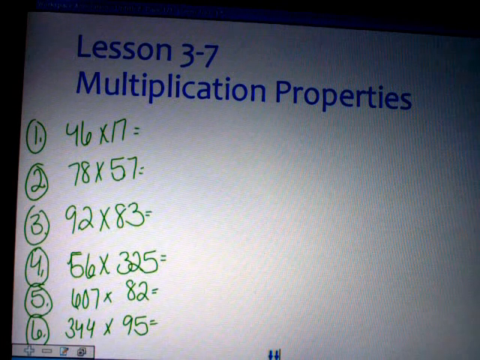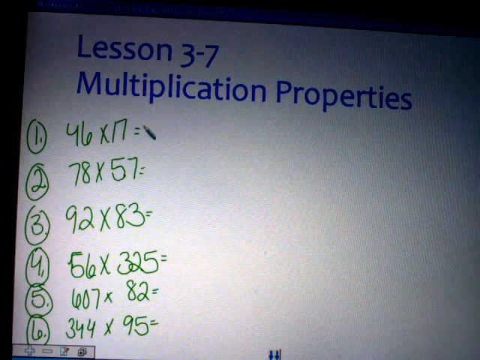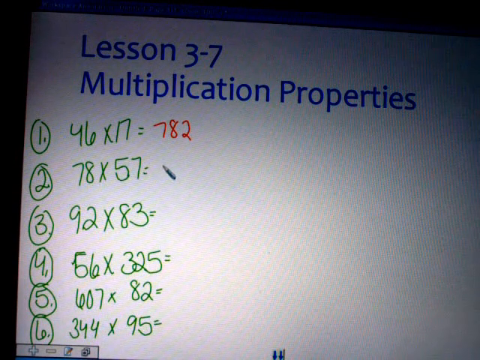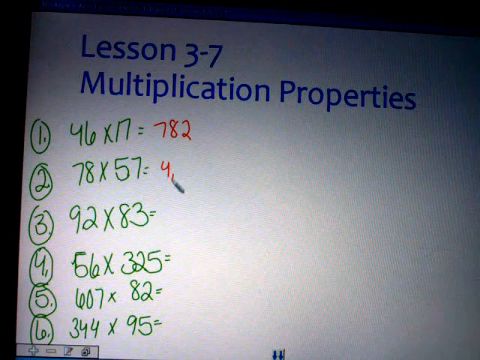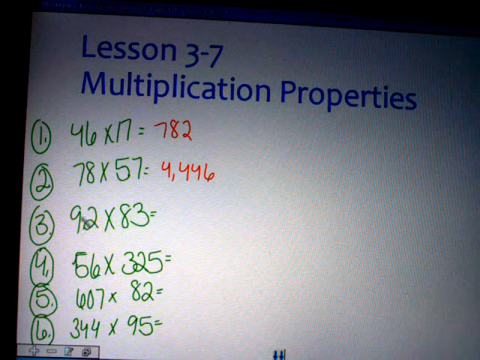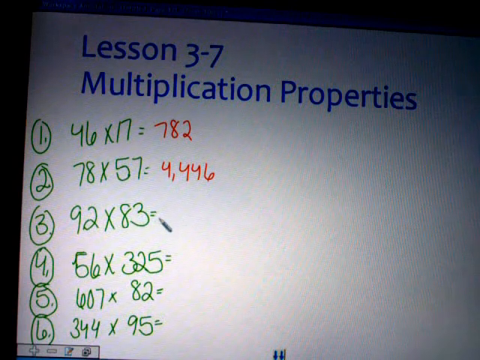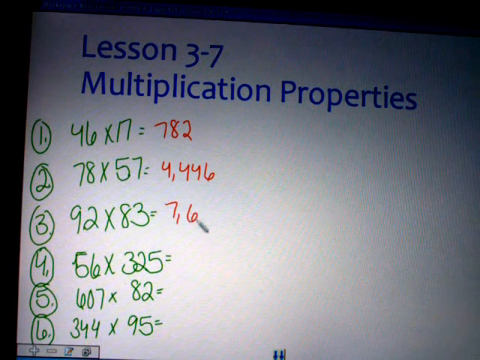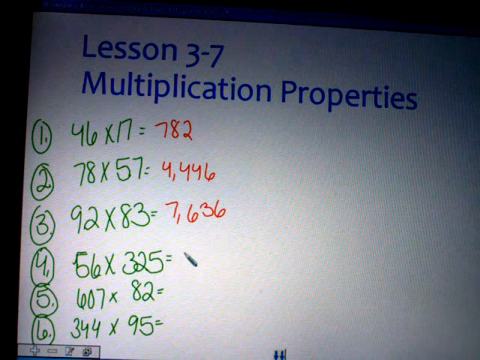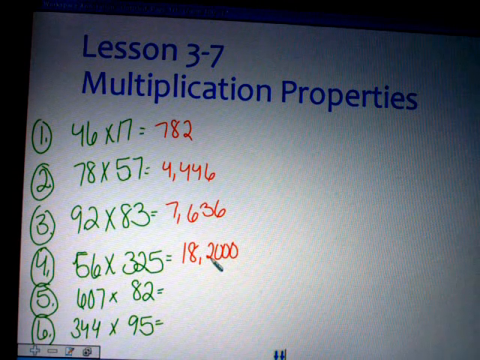Because when I go through and I solve these problems for 46 times 17, I get 782. For 78 times 57, I get 4,446. For 92 times 83, well, if I do 90 times 80, doing an estimate, I'm going to get 5,600, and when I actually multiply it through, I get 7,636. And 56 times 325, that gives me 18,200.